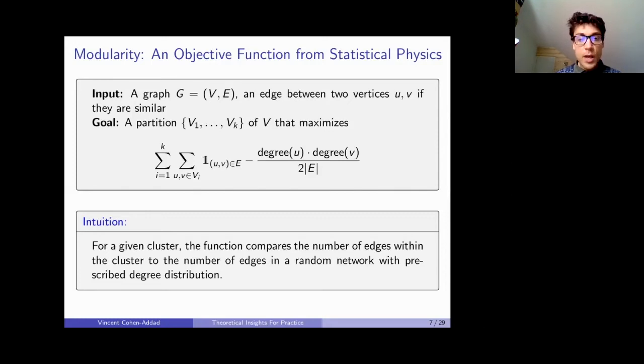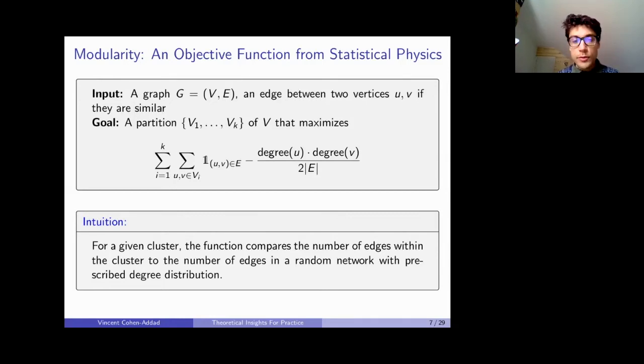So you take the sum over all clusters, and you gain 1, a score of 1, for each edge that belongs to the cluster. If u, v is in the cluster, then you gain 1 if there is an edge between them. But you pay for all pairs: you pay the product of their degrees divided by twice the number of edges.